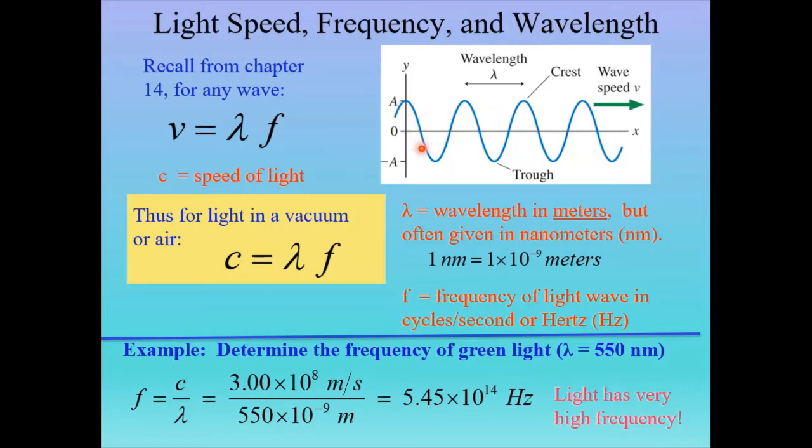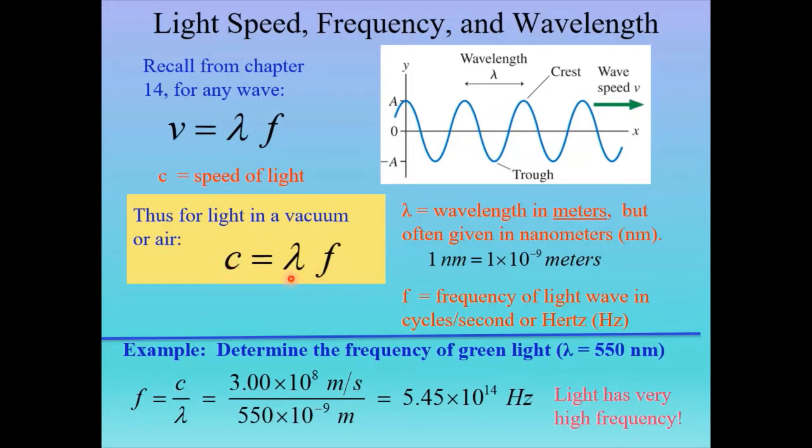So remember, if this is a wave, this could be any wave. It could be an ocean wave, it could be a wave on a string, or now we're talking about a light wave. The wavelength is characterized by the wavelength lambda, which is just the distance between the crests. And this whole wave, remember, is moving, in this case to the right, with some speed v. So when we're talking about light, we can replace v here with c, because remember that c is equal to the speed of light. So for light in a vacuum or in air, where it actually travels at this speed, this equation up here becomes this: c equals lambda times f.